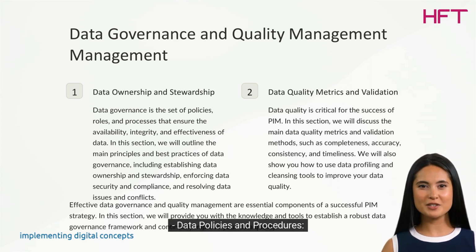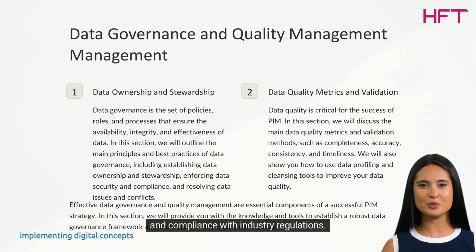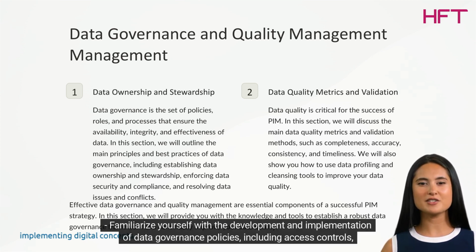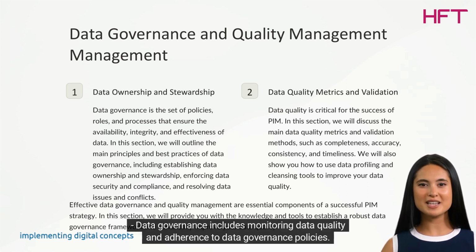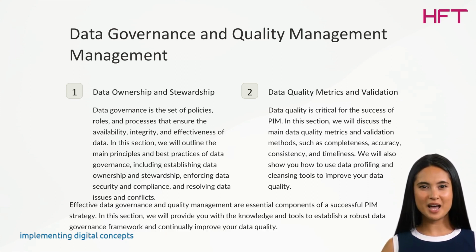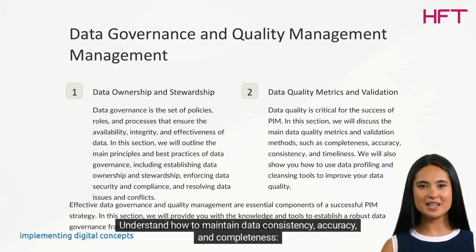Data policies and procedures. Data governance often involves creating and enforcing data policies and procedures to maintain data consistency and compliance with industry regulations. Familiarize yourself with the development and implementation of data governance policies, including access controls, data privacy, and data retention. Data auditing and monitoring. Data governance includes monitoring data quality and adherence to data governance policies. Understand how data auditing and monitoring tools can help identify and rectify data quality issues. Understand how to maintain data consistency, accuracy, and completeness.